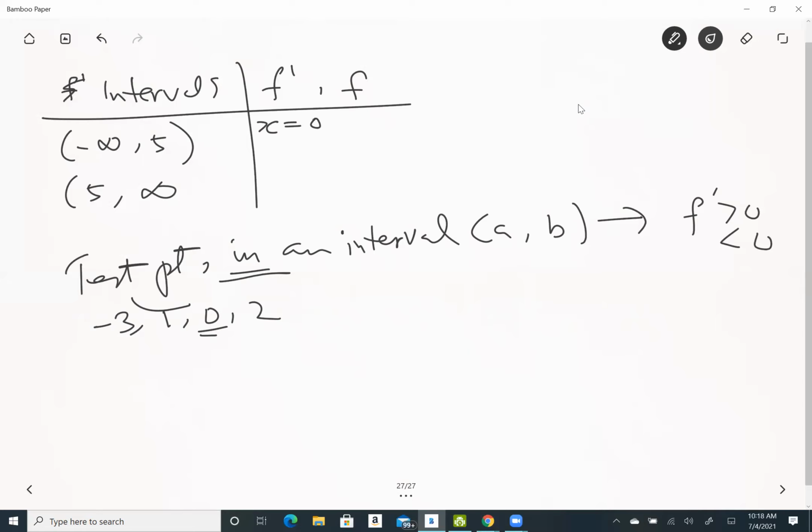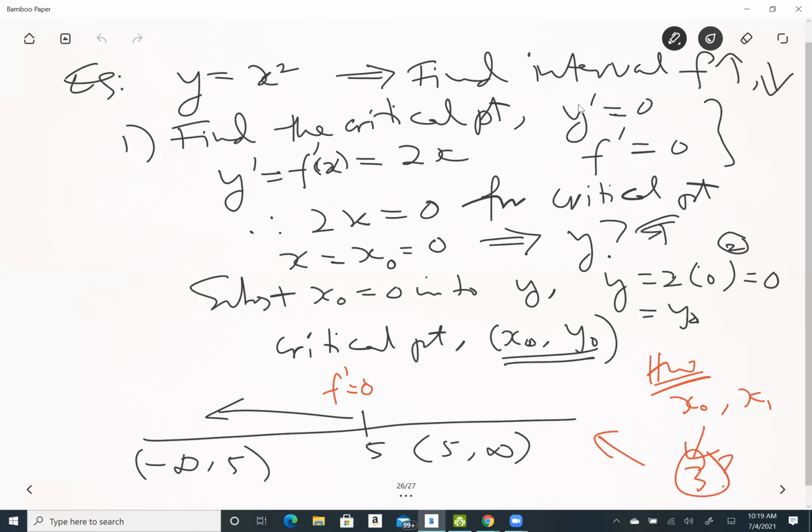So test point x equal to 0, substitute into f prime. There will be 2 times 0. First you need to know whether f prime is positive or negative. f prime is equal to 2 times 0. You get 0. Now 0, is it negative or is it positive? Wait. We have f prime.